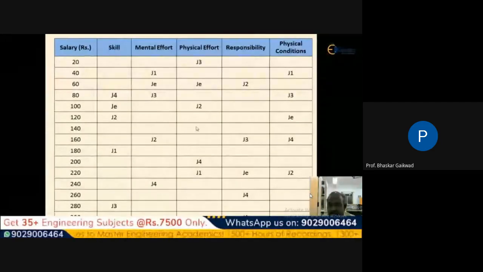What is the job that is being evaluated? Again, it is being evaluated based on these 5 skills or 5 criteria. Next one is going to be the point method.